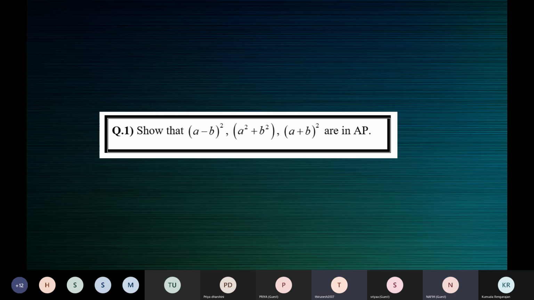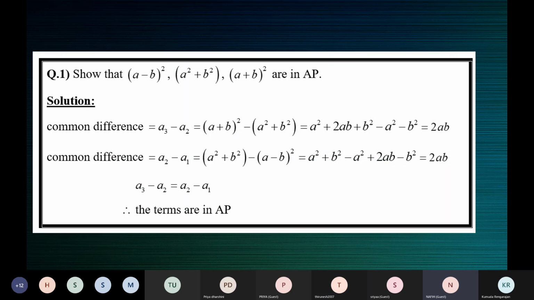It is in AP, ma'am. What is the common difference? 2ab, ma'am. Here it is not common difference. It is difference here, not common difference. Here it is only difference.